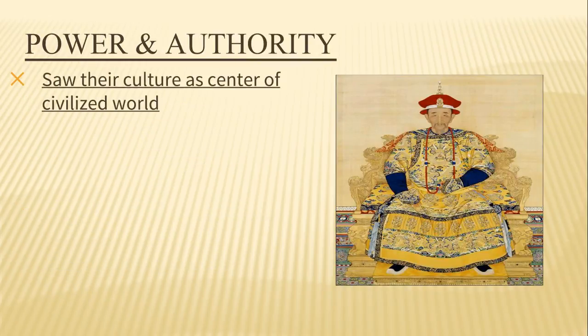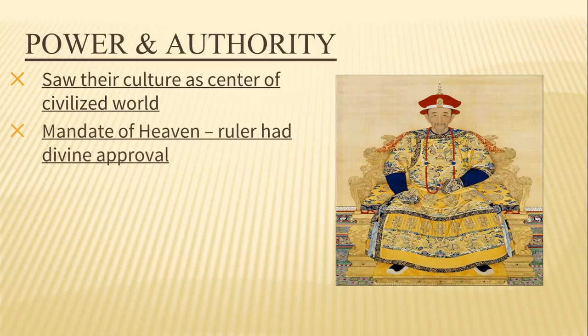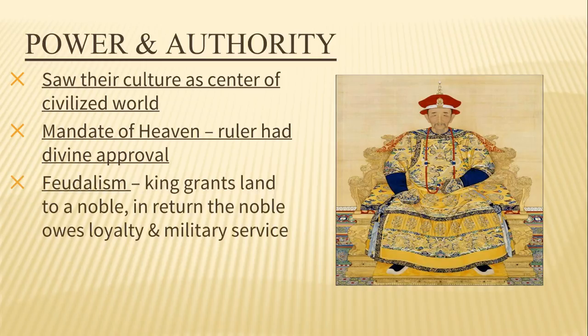I talked about how they saw their culture as the center of the civilized world. They really thought they were better than everybody. They thought they were the best, the most civilized people. They're ruled by an emperor, and you might want to write that down even though it's not underlined. They viewed their emperor as having approval from the gods and from their ancestors. This idea is called the mandate of heaven, the idea that the gods have given the emperor their thumbs up on being the emperor.